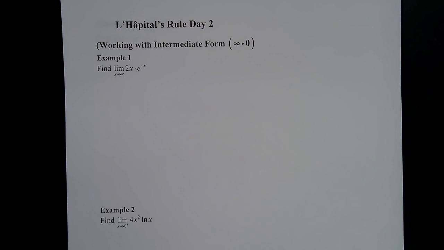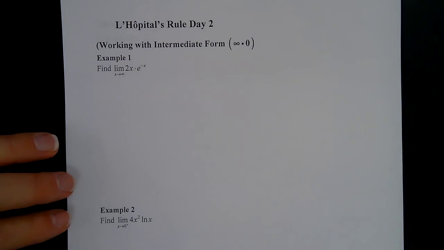Today, what we're going to do is look at other ways in which we can apply L'Hopital's rule. L'Hopital's rule is where you try direct substitution and you get 0 over 0 or some type of infinity over some other type of infinity, like positive infinity over positive infinity, or negative infinity over negative infinity, or positive infinity over negative infinity. So you could have opposite infinities in the numerator and denominator.